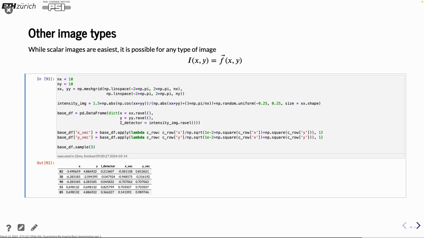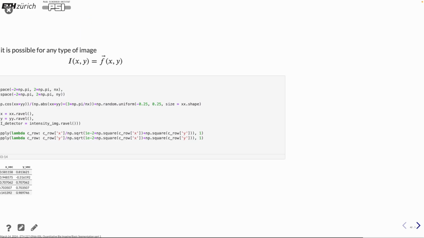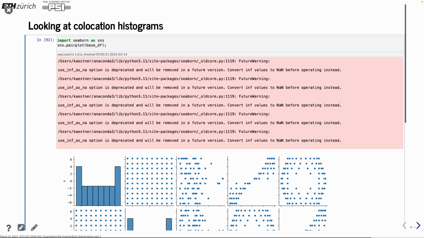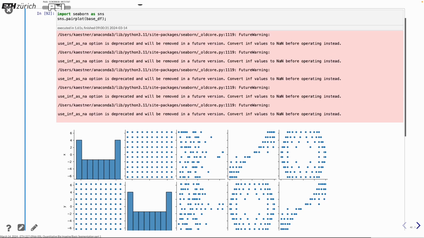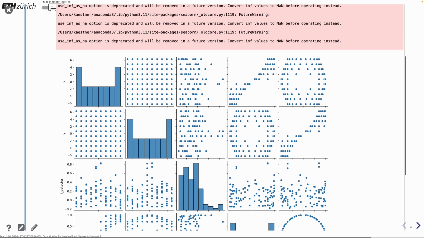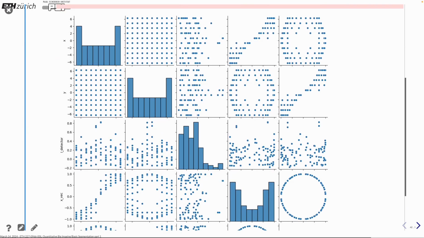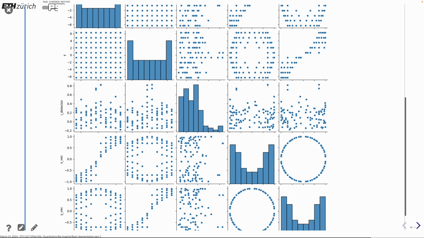Then we can go even further, looking at vector images. So we have the intensity and also some orientation in x and y vector. And that can look like this. So here we have x, y, we have intensity, we have x vector, and we have y vector. And on the x-axis, the same values.